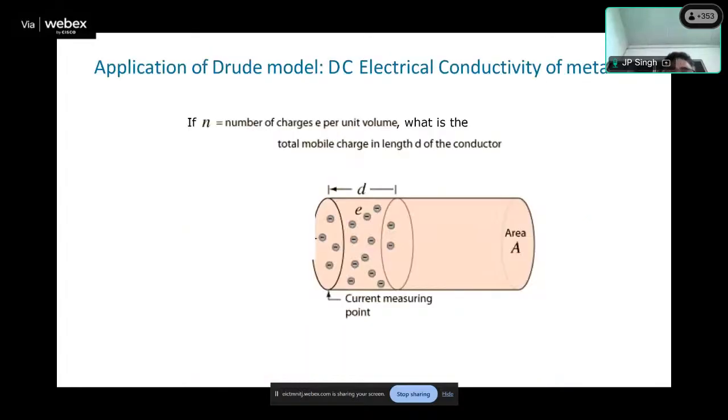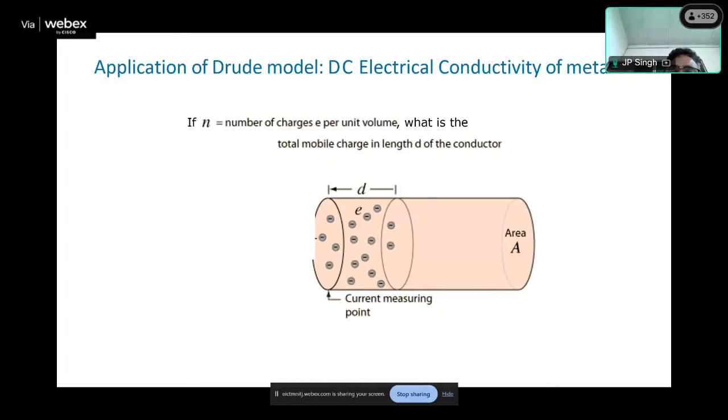So, let us discuss the application of this Drude model. What we will find out is the DC electrical conductivity of a metal. Applying this model, how can we figure out the DC electrical conductivity?